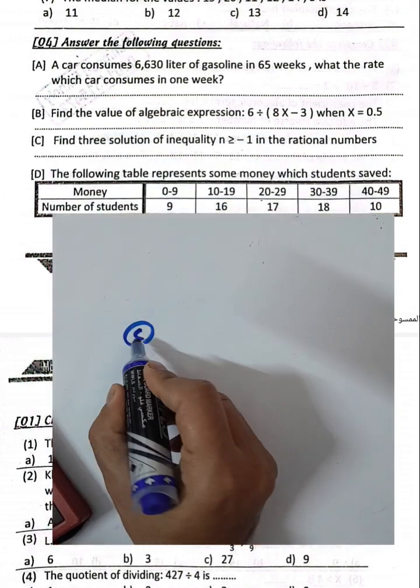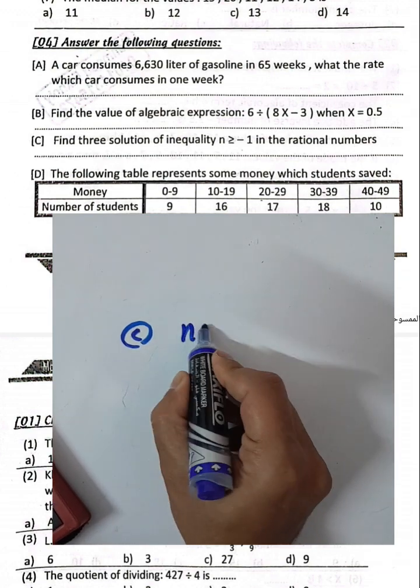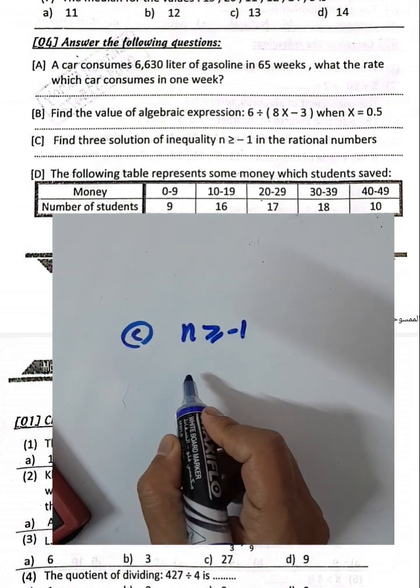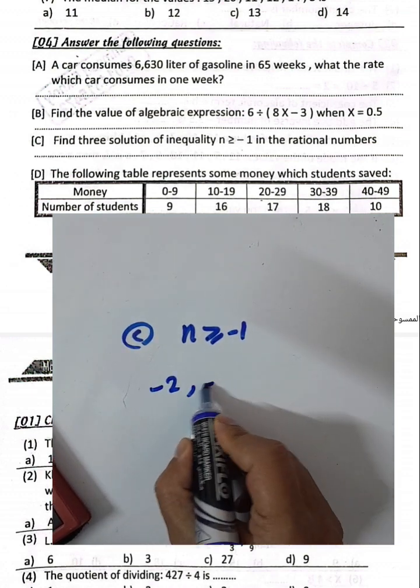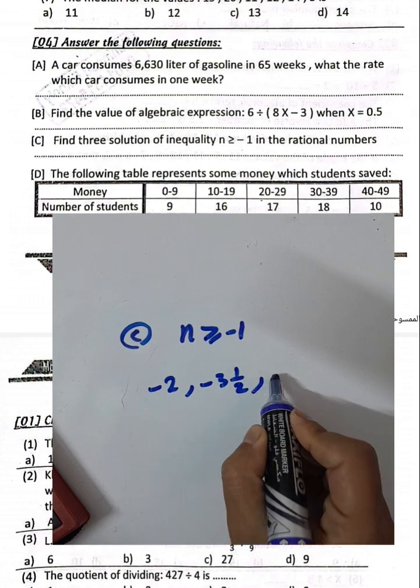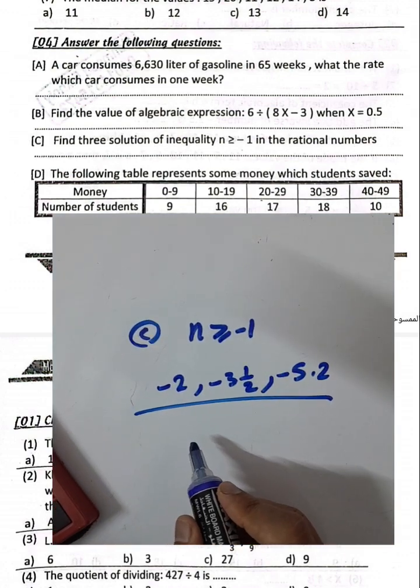Question letter C. Find 3 solutions of this inequality, n greater than or equal to -1. In the rational numbers, we can write -2 and -3.5, and we can write -5.2. We want 3 rational numbers for this example.